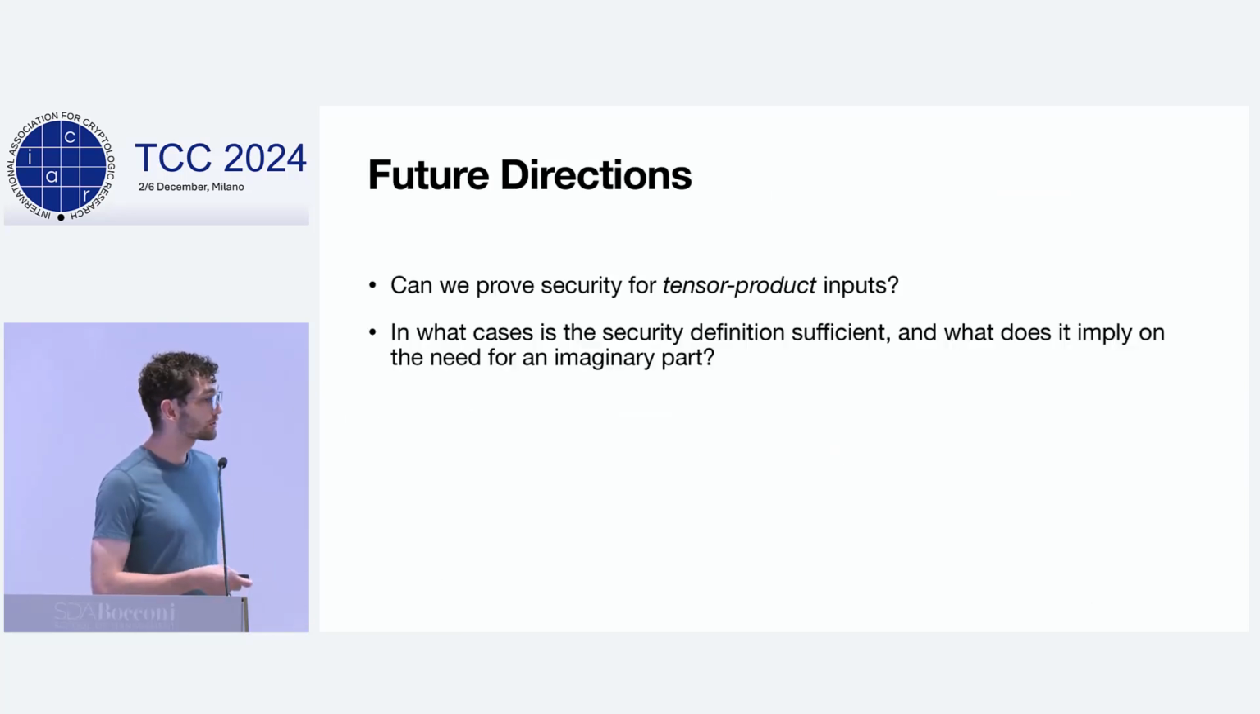What are some future directions that we can look at? Can we prove the security for tensor product inputs? We believe so, and that will give us the maximum security that we can get for real-valued unitaries. And in what cases is this definition enough, either orthogonal inputs or tensor product inputs, and what does it say for applications that can only use this security definition and do not need to use a full-fledged complex unitary?